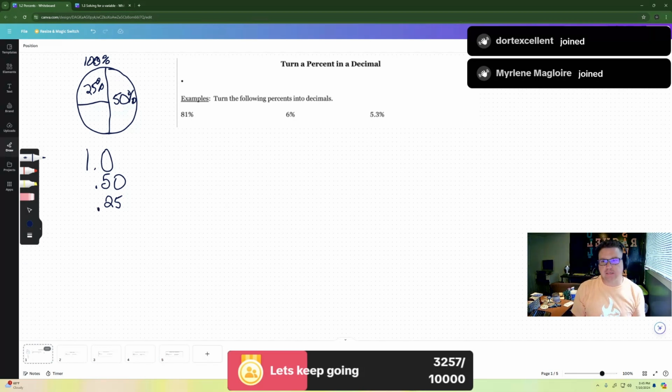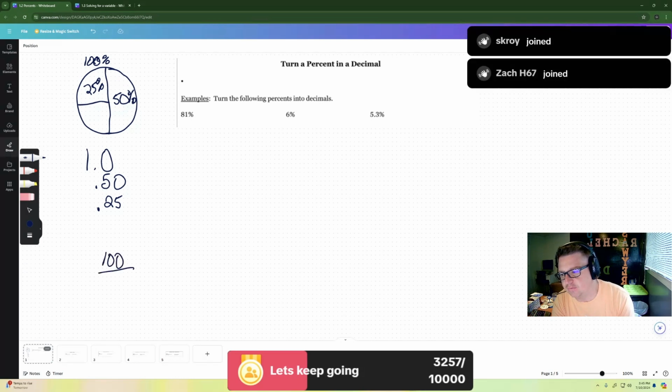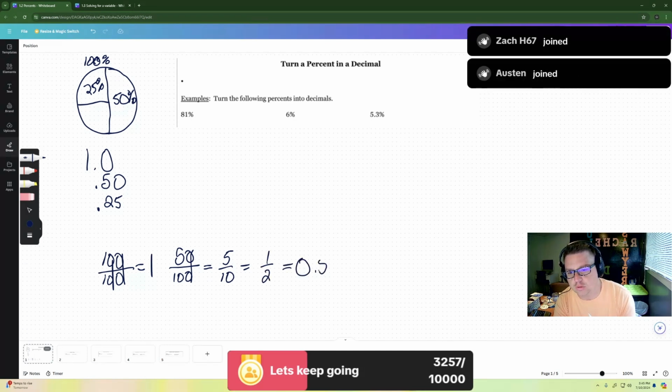So how do these things work? Well, what's happening with our percentages is whatever the percent is, it's getting divided by 100. And what happens here is we have one whole item. If we do 50 divided by 100, then that's where we get 5 over 10, and then 1 over 2, which is 0.5 or 0.50. So when we look at these percentages, they're always out of 100.